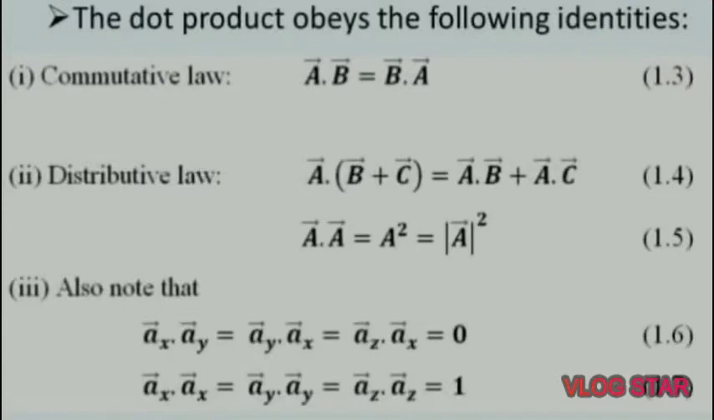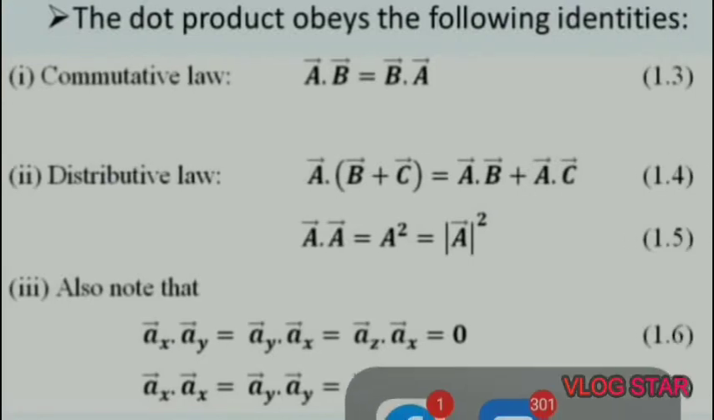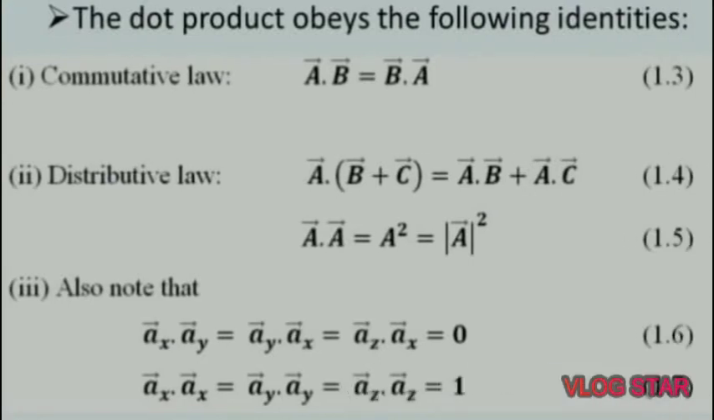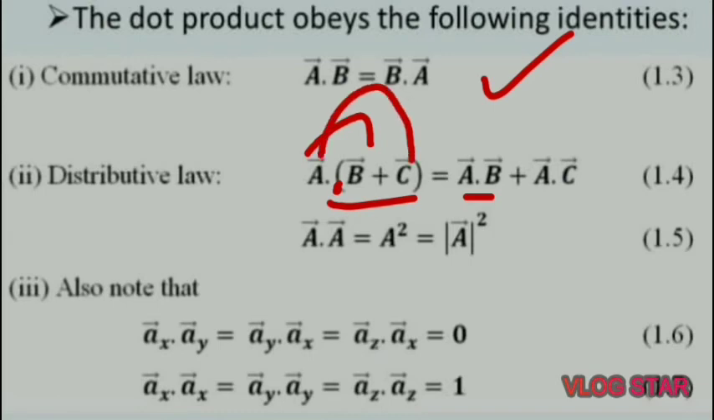The first is the commutative law. That is, the dot product A bar dot B bar is equal to B bar dot A bar. The second property is the distributive law. Here we can write A bar dot (B bar plus C bar) is equal to A bar dot B bar. यानी जो हमारे पास यहाँ पे डॉट है उसके ऊपर हम उसे सेपरेट कर सकते हैं. So we can write here A bar dot B bar plus A bar dot C bar.